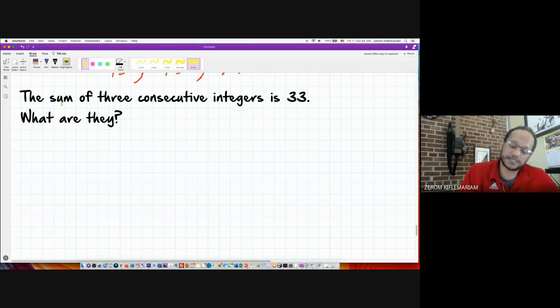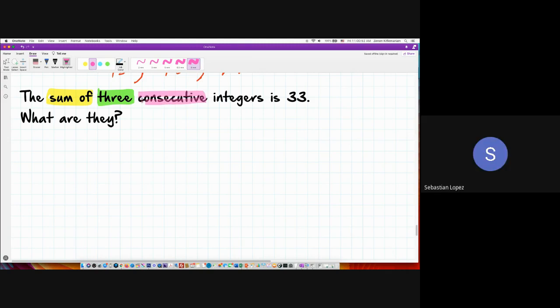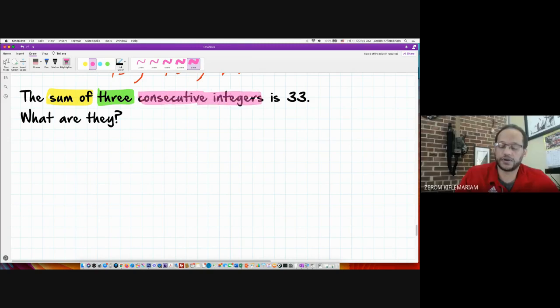Over here, one thing that we know is it says the sum of, right? The sum of what? There are three numbers. What is the nature of those three numbers? They are consecutive integers, right? So they are telling us a little bit about how to set this up, and definitely they are telling us that the sum is going to be that value.